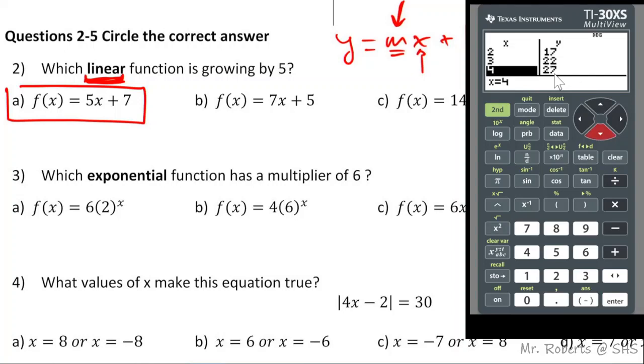22 plus 5 should be 27. 32, 37. So you can see this indeed, 5x plus 7 is growing by 5, or adding 5 each time.